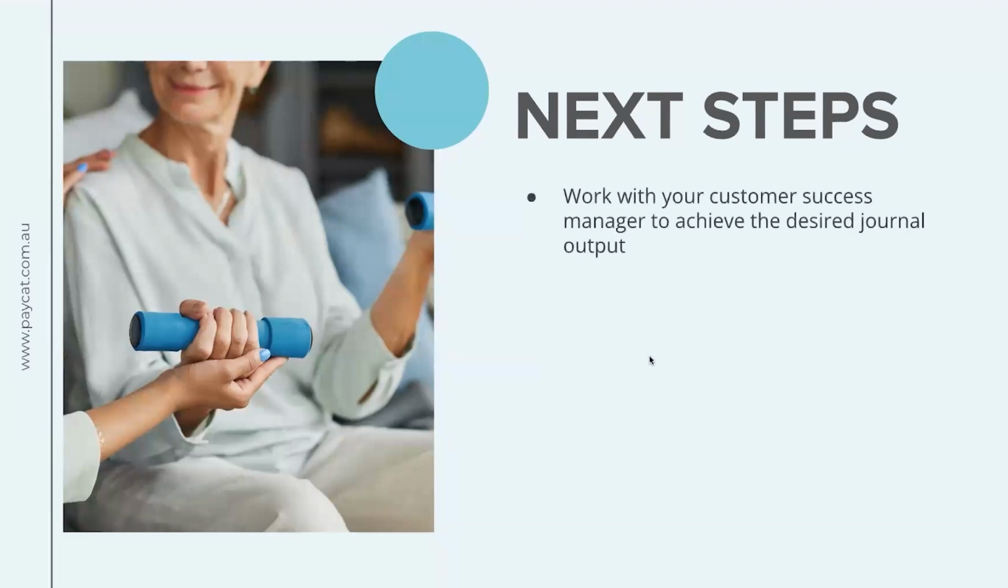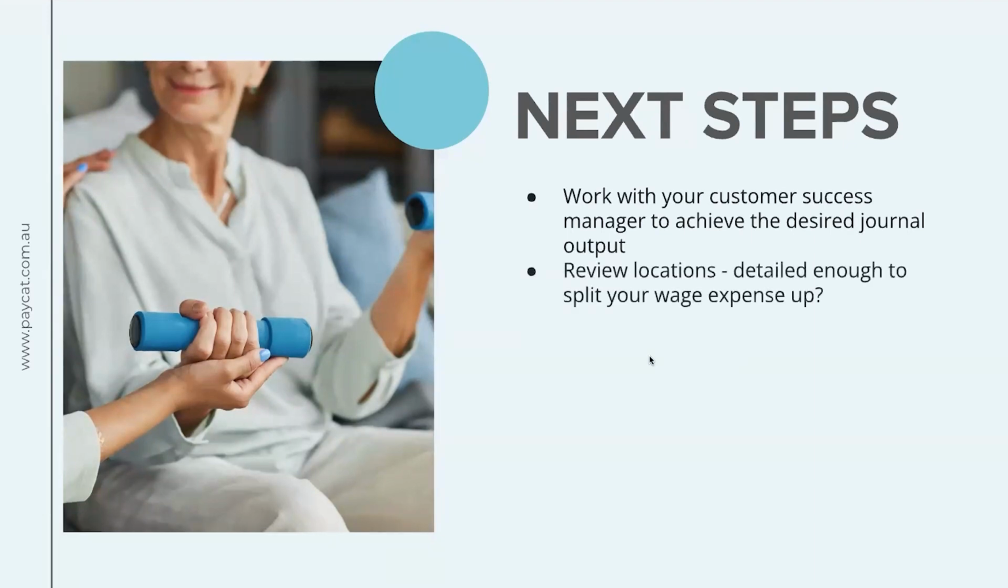So next steps, if you've been following along, I would just work with your customer success manager at PayCat to achieve the desired journal output. It's something worth looking at, particularly when you're in your testing stages, to have a look at an example journal and what it might look like. And don't get too caught up on the numbers per se being the same, but the structure of it. So is it providing enough granularity, enough detail based on your requirements?